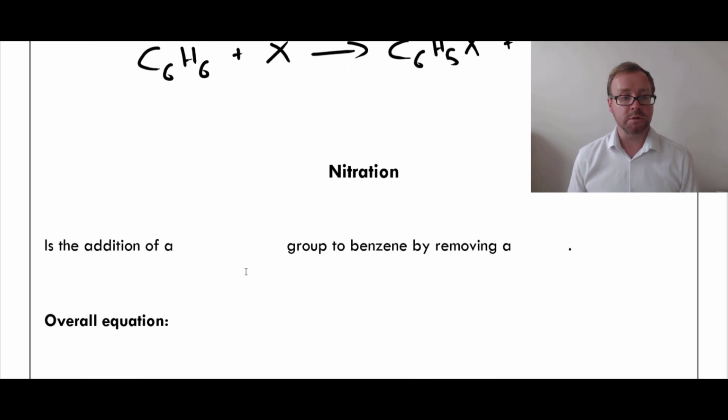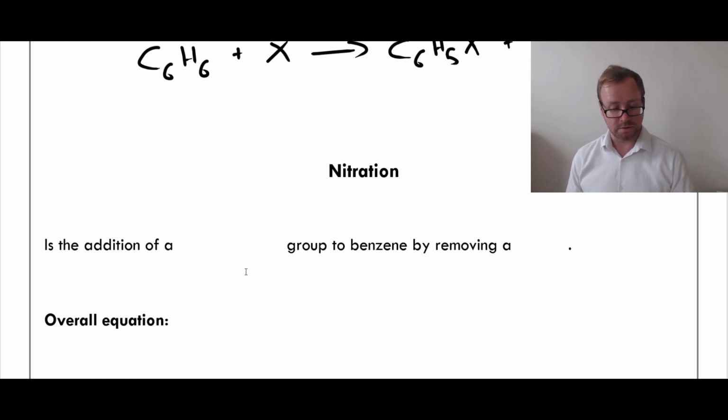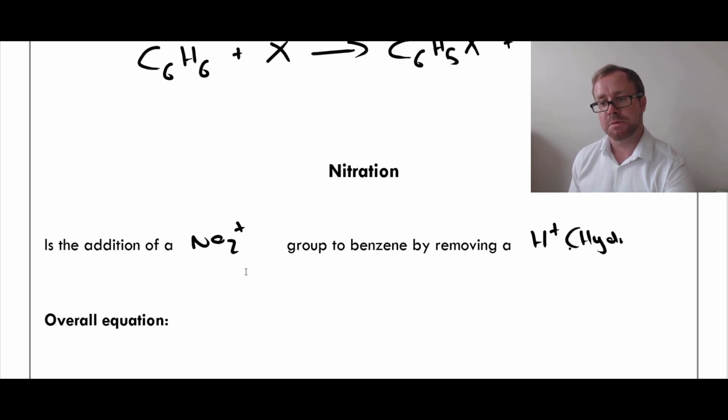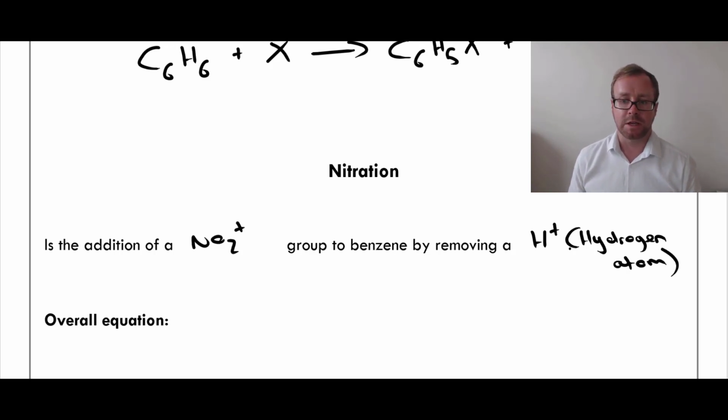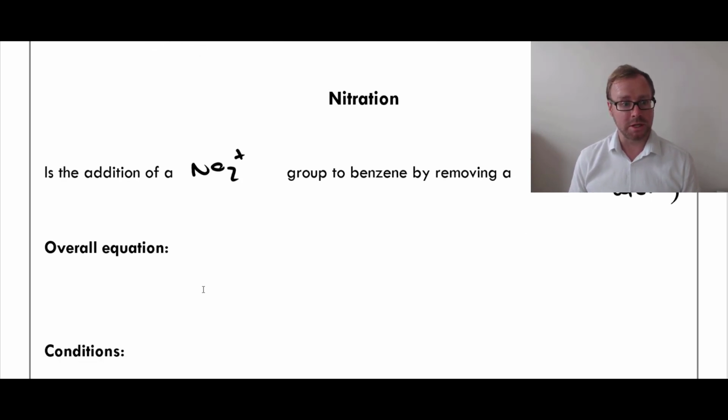So the first one is nitration. Nitration is the addition of a nitro group, or NO2+ group, to benzene by removing an H+, or depending how you look at it, you might also see it as a hydrogen atom. It's a bit debatable which book you look in when it says H+ or hydrogen atom, so I'll put both down.